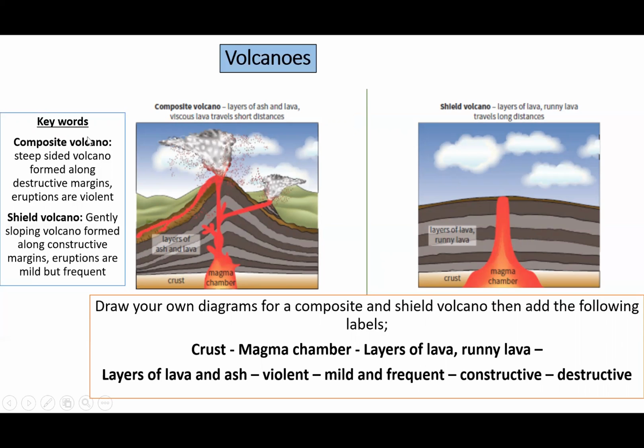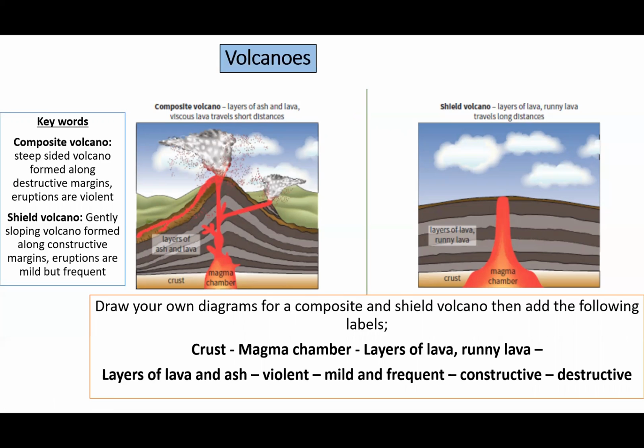So your composite volcano is steep-sided, formed along destructive margins that are violent. Your shield volcano is a gently sloping volcano formed along constructive margins where eruptions are mild but frequent. So the reason your shield volcanoes are quite mild is at constructive margins, the crust is moving apart, isn't it?